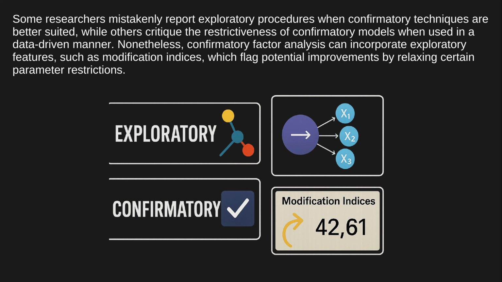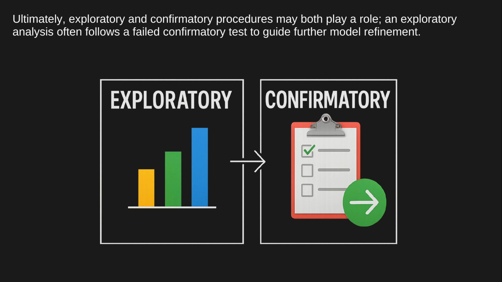Some researchers mistakenly report exploratory procedures when confirmatory techniques are better suited, while others critique the restrictiveness of confirmatory models when used in a data-driven manner. Nonetheless, confirmatory factor analysis can incorporate exploratory features, such as modification indices, which flag potential improvements by relaxing certain parameter restrictions. Ultimately, exploratory and confirmatory procedures may both play a role. An exploratory analysis often follows a failed confirmatory test to guide further model refinement.